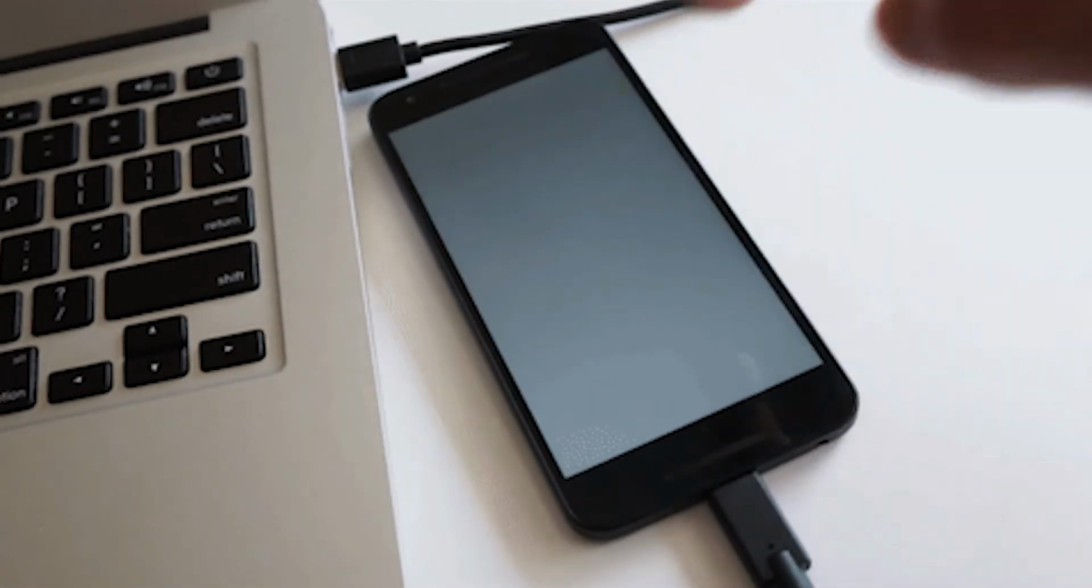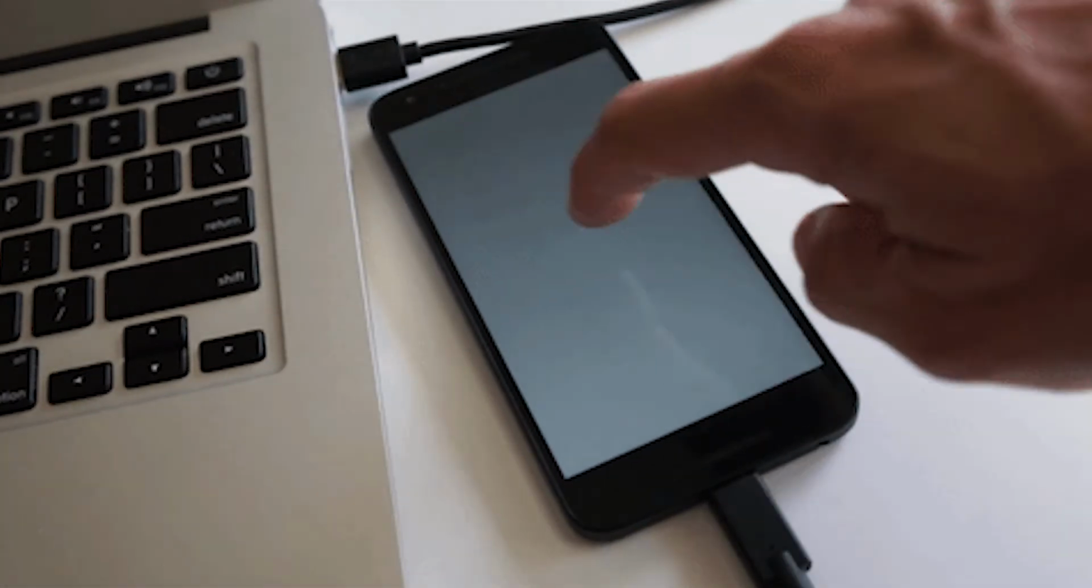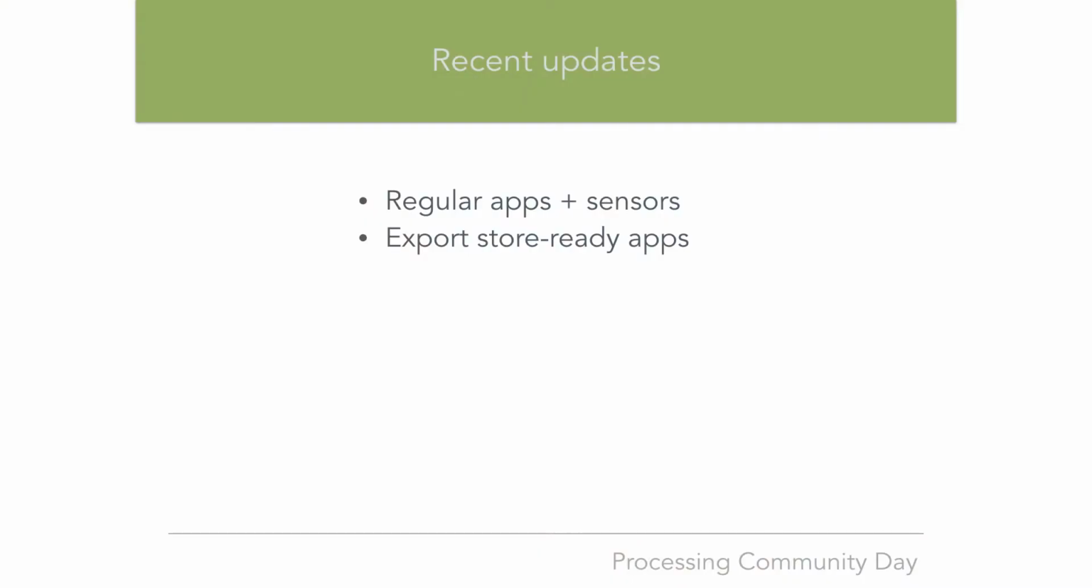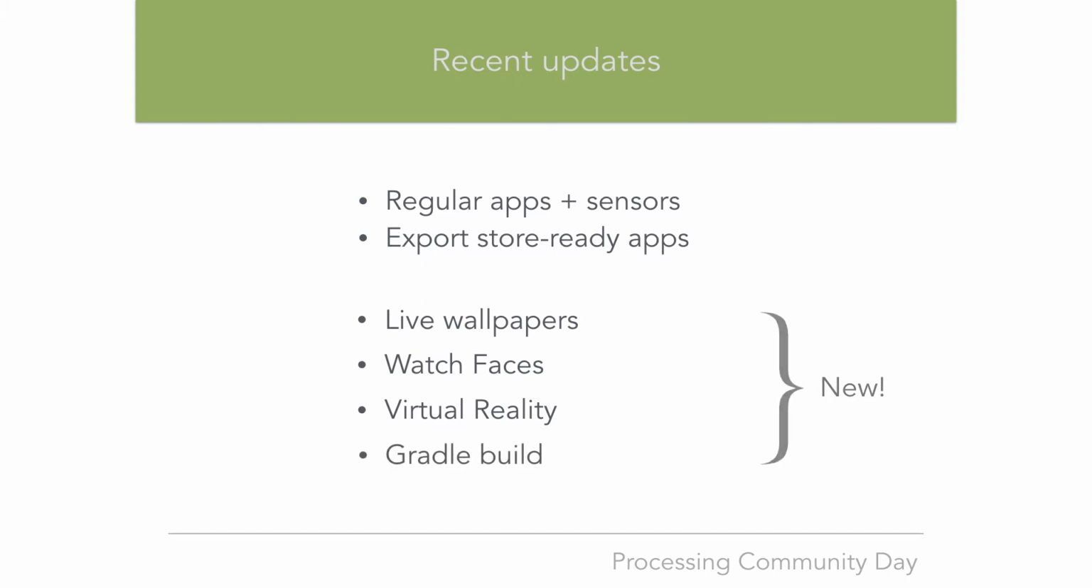You can do more complex things. This is a very simple one. So what are the updates? These 2 things you see there are what was available in the Android mode since the beginning. You can create regular apps with support for sensors and other features in Android. You can export your sketches as apps you can upload to the Google Play Store. And now we have support for live wallpapers, watch faces, virtual reality. And we also made a number of improvements in how the mode works, supporting this new build system called Gradle. And all of this is new.